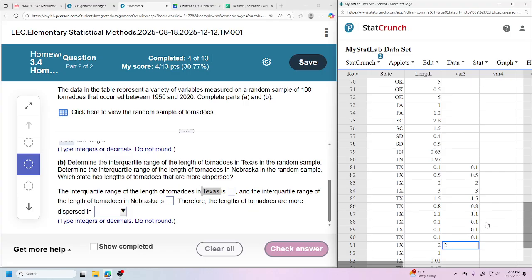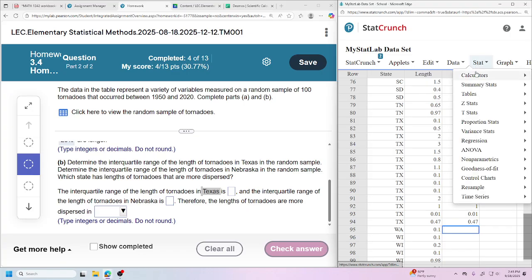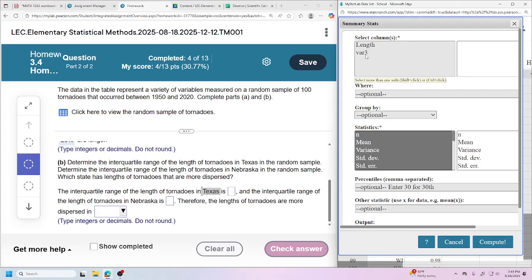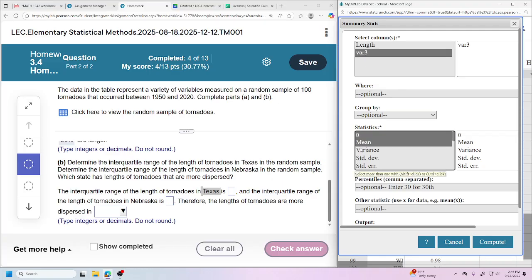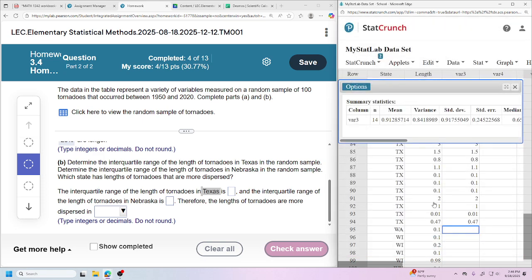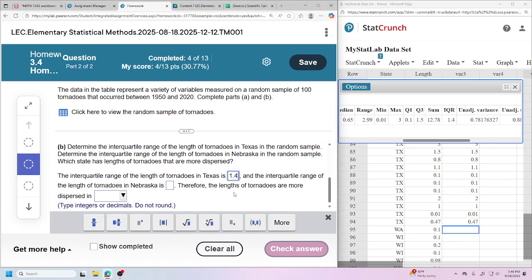So now y'all are seeing the recording. Now you're seeing how to do this problem. This is how I did it. It's going to make it fast here in a second. So I got all my Texas numbers, and we're not missing it because we sorted it, right? Like you said. So we got everything we want. Summary stats columns just for the Texas stuff, and that's VAR3 this time. Again, I want everybody, so we're going to highlight everything we got. Interquartile range, right there. 1.4.